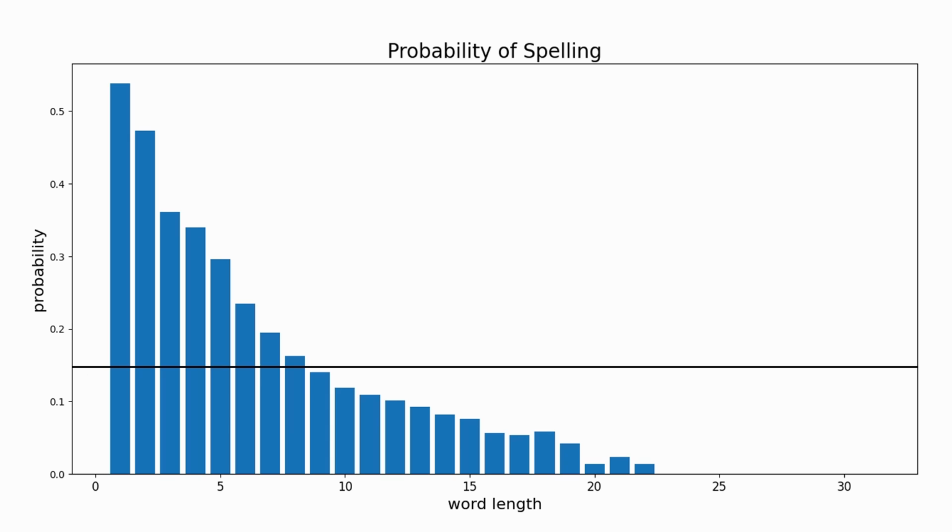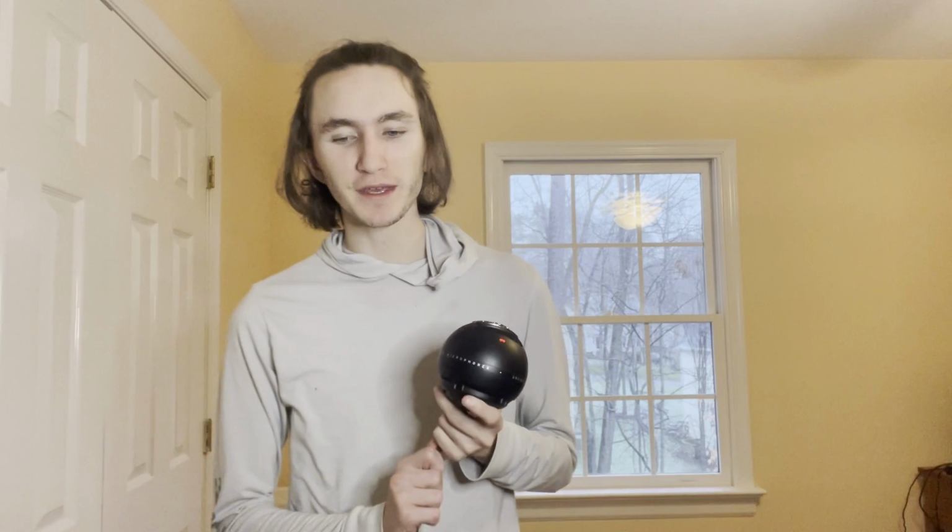And you can see the black line is our 15% probability for the entire list. So you can see that the probability decreases as we get longer words, which, does that make sense? So now we get to the fun part where we get to do math. Is this what we expect?